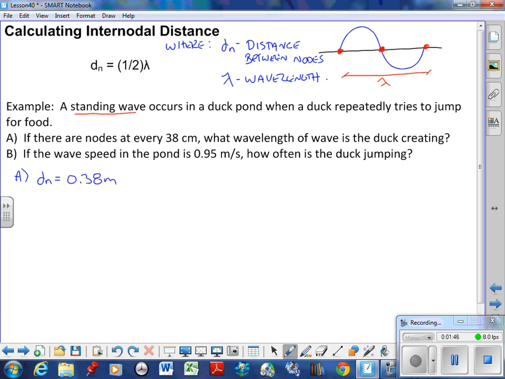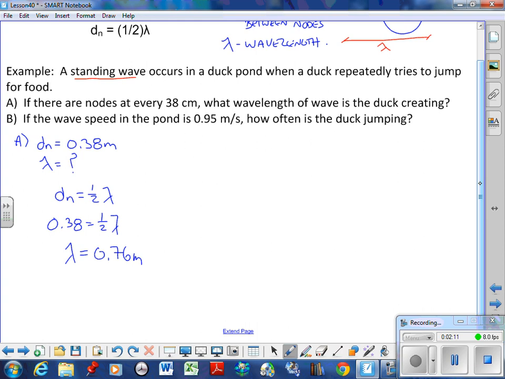What wavelength of wave is the duck creating? So lambda is the unknown. Well, this particular formula, there's only two unknowns, so it's not too hard to figure this out. So 0.38 equals 1/2 lambda. So lambda will equal 0.76 meters. So therefore the wavelength is 0.76 centimeters. Sorry, meters. Wavelength is 0.76 meters.